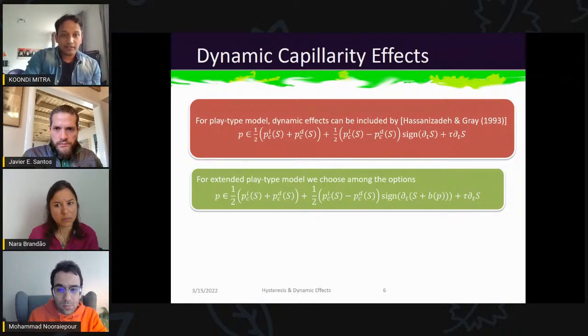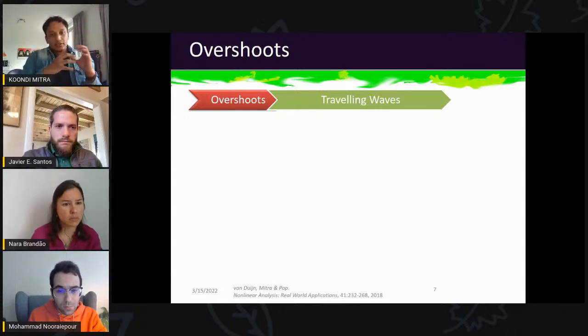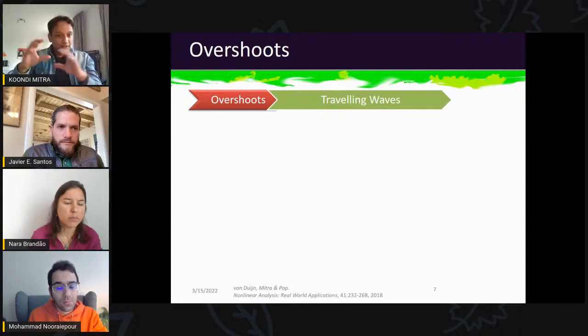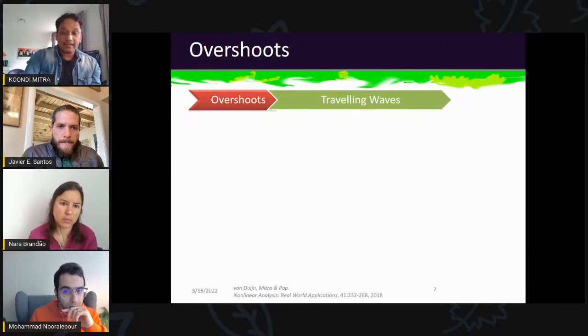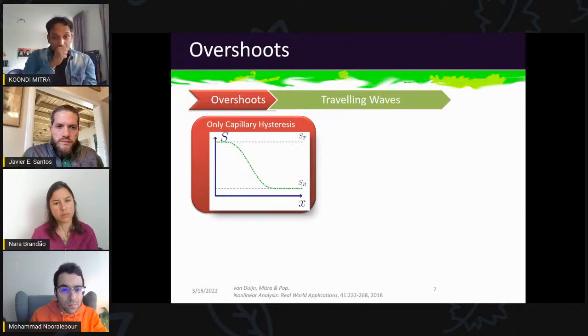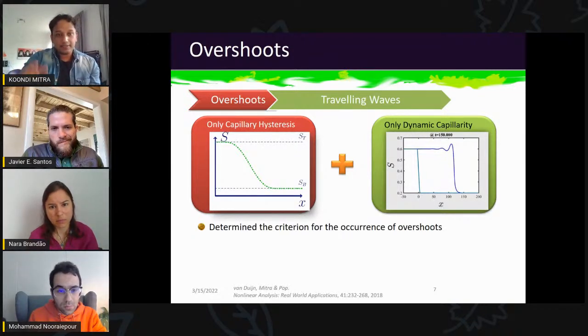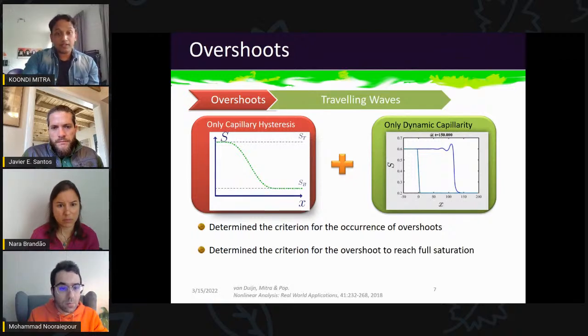And now we are in a position to actually go forward and analyze overshoots, and we will do this by traveling wave approximations. So if you have a long cylinder of soil and if you inject water from one side, then you can approximate the profiles when it is developed by traveling waves moving at a constant speed. And then you can analyze these traveling waves, and using this technique we can say that, okay, for only capillary hysteresis, if there is no dynamic effect present, then you will have the traveling waves, but it will never cause overshoots. Whereas if you have only the dynamic capillarity effect, then you will have overshoots if this parameter tau, the dynamic capillarity parameter, is greater than a known computable constant. And we can also further develop criteria for when this overshoot will reach the maximum saturation of 1.